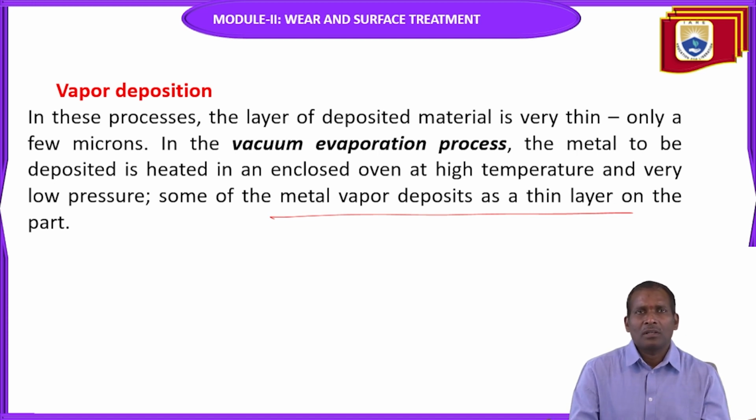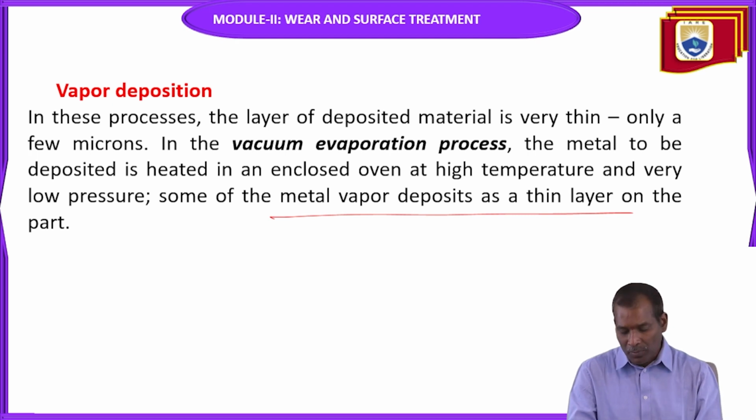Due to the vacuum evaporation process, whenever this metal is heated in a closed chamber at low pressure, what will happen? Slowly the material will evaporate. The vapors deposit as a thin layer on the required part. This process is called vapor deposition.